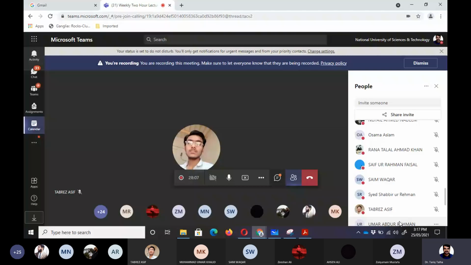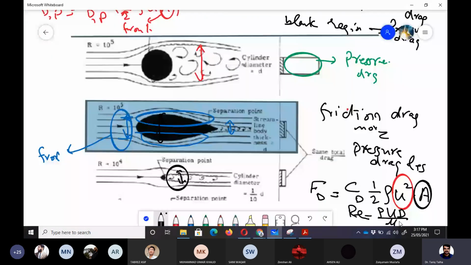So that is an excellent point. So the base, that is very good. That was a good point indeed. That Reynolds number is high, so that's why this.